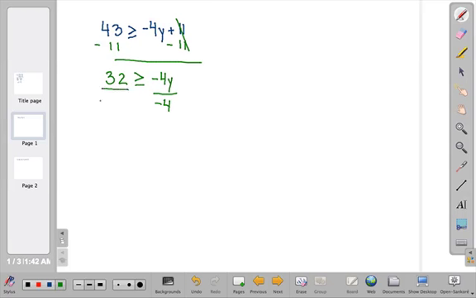Now remember, because we're dividing by a negative number, that means we're going to have to change the direction of the inequality sign. So rather than being greater than or equal to, now we're going to have less than or equal to. These two 4s end up canceling out, so we're left with y. And now we have 32 divided by negative 4. A positive divided by a negative is going to be a negative, and 32 divided by 4 is 8. So we get negative 8 is less than or equal to y.